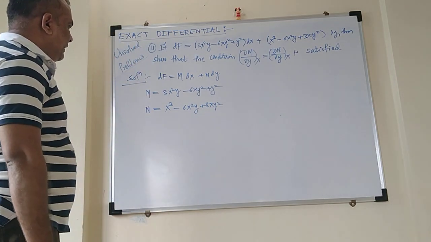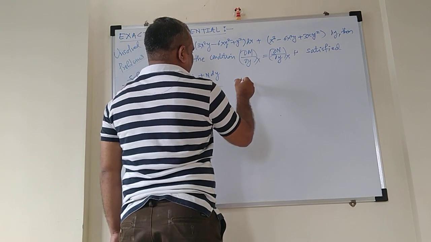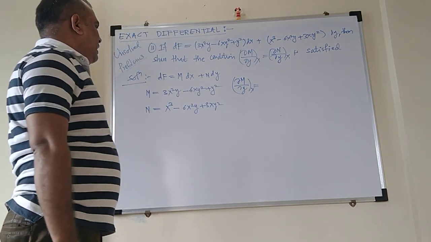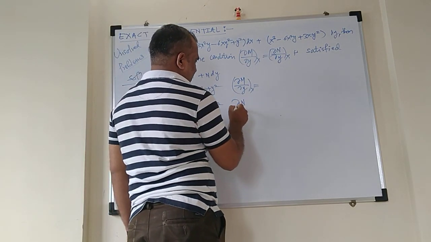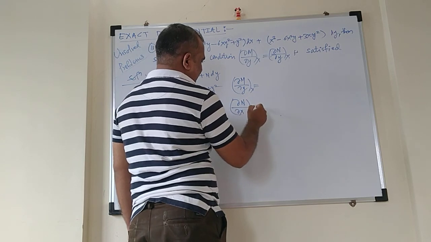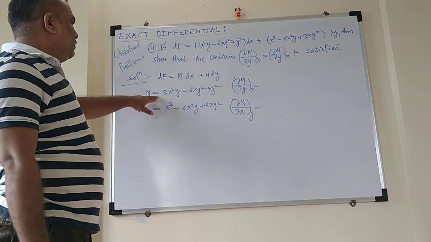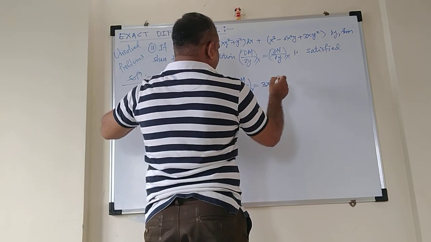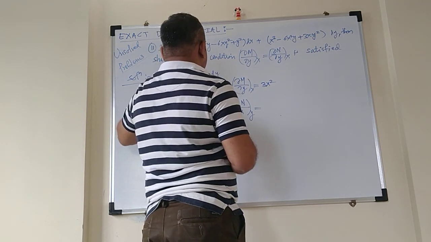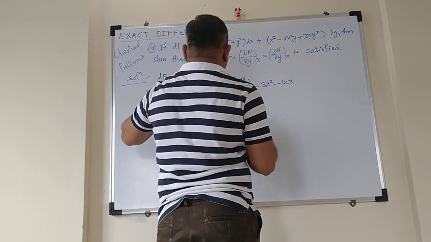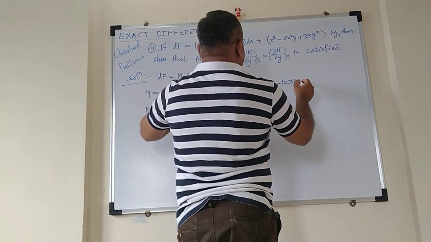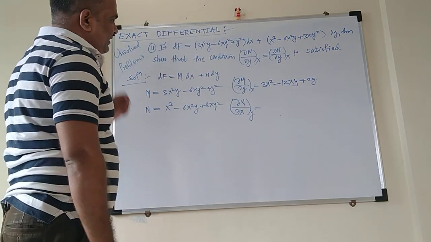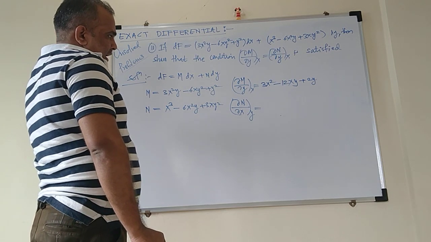Once you got the values of m and n, now differentiate m with respect to y keeping x constant, and differentiate n with respect to x keeping y as a constant variable. So dou m by dou y keeping x as a constant. So this will give me 3x square minus 12xy and plus 2y is the partial differentiation of m with respect to y when x is a constant.